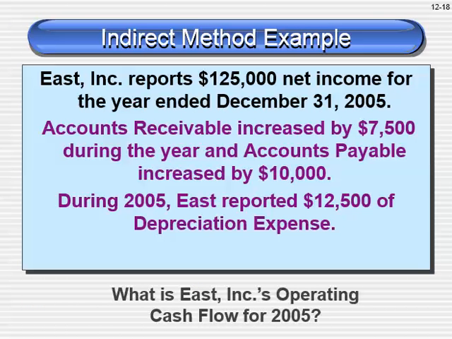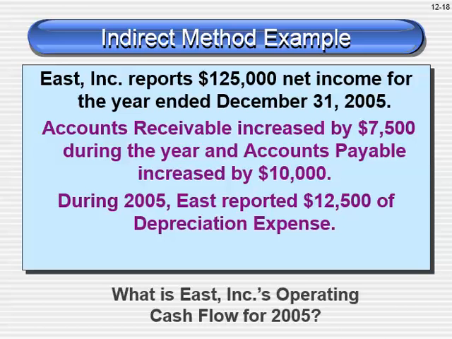Okay, so let's look at an example. This one says East Inc. reports $125,000 of net income for the year ended December 31st, 2005. Accounts receivable increased by $7,500 during the year, and accounts payable increased by $10,000. During 2005, East reported 12.5 of depreciation expense.